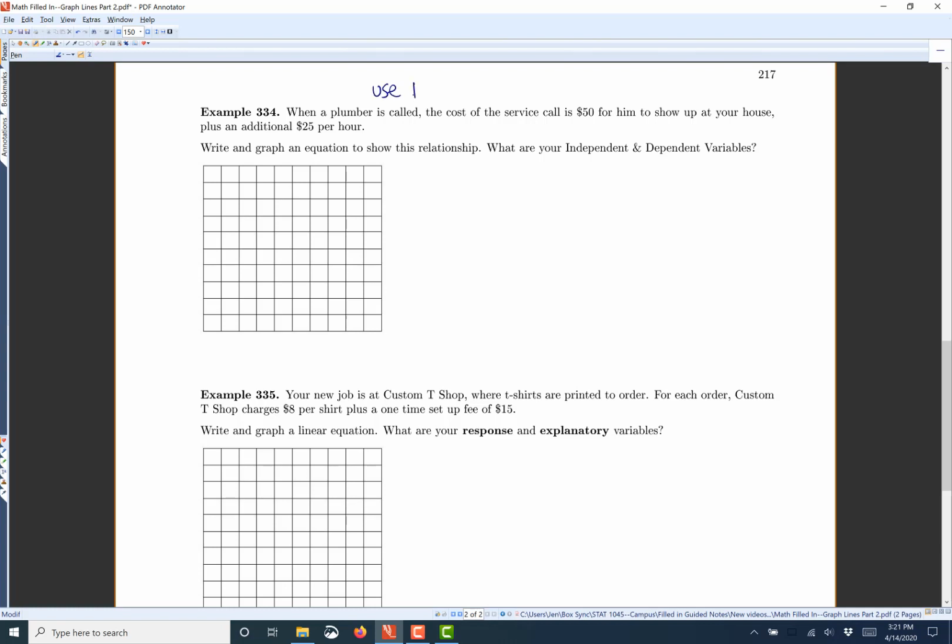So we want to use time to explain cost. So if we're doing it that way, then time is going to be x and cost will be y. So let's label our axes. Here we will have time, and on the y-axis we will have cost.